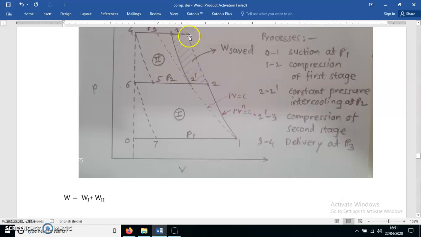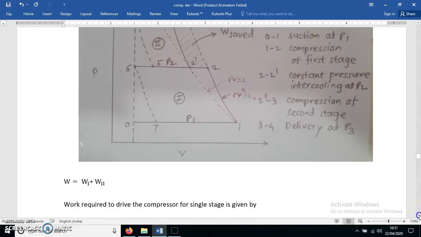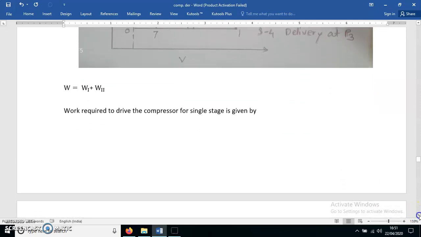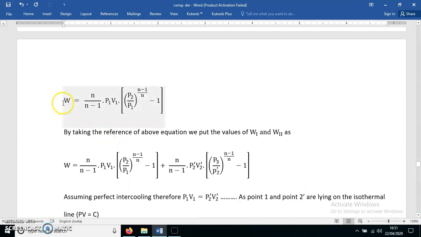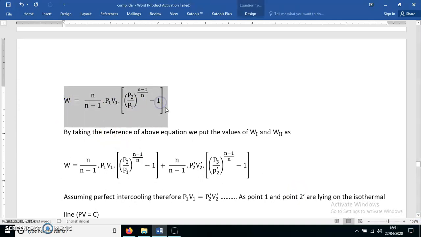Why is it not this line? Because intercooling is there, means second compression starts from 2 dash and ends at 3. So W second stage is area behind the curve 2 dash to 3 and W first stage is area behind the curve 1 to 2. Now you know area behind the curve 1 to 2. This formula we already know. Area behind the curve 1 to 2 is W of first stage, that I have put here.